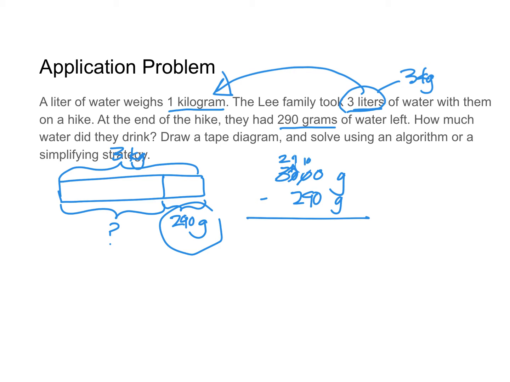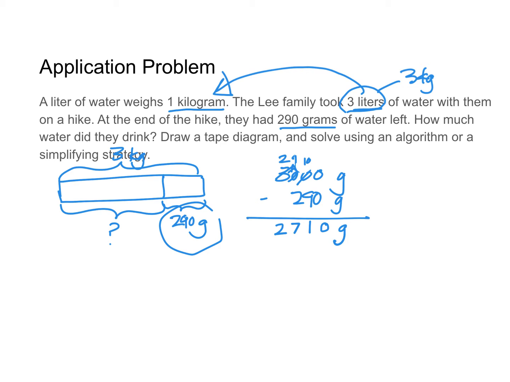Okay, so let's look at it. 0 minus 0 is 0. 10 minus 9 is 1. 9 minus 2 is 7. And 2 minus 0 is 2. So let's just quickly make sure we're all good on that. So we should have 2,710 grams.